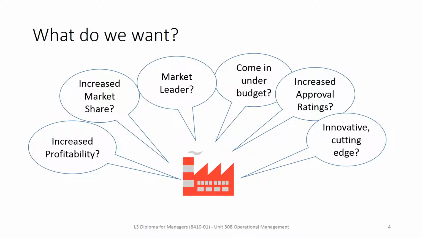It could be things such as increased profitability. Might just be trying to come in under budget. It might be about increasing approval ratings with customers or with some sort of authority that we get approval from. It might be about being the market leader, or just about increasing market share, or it could be about being innovative, being at the cutting edge. But that will be the decision of your organisation to make when they've considered what their factors are and what things they want to set out as their overall aim.